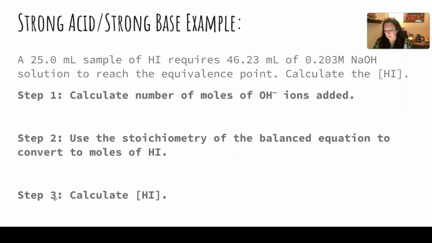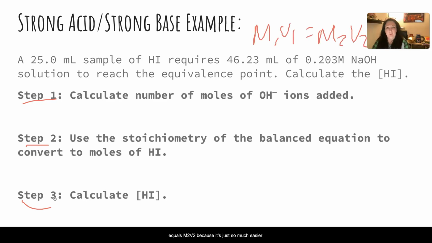Okay, so for this particular example, we have 25 mL of a sample of HI that requires 46.23 mL of 0.203 molar NaOH solution to reach the equivalence point. Calculate the concentration of the HI. It gives you some steps right here, but I'm not going to do the stoichiometry method, because I'm just going to do M1V1 equals M2V2 because it's just so much easier.